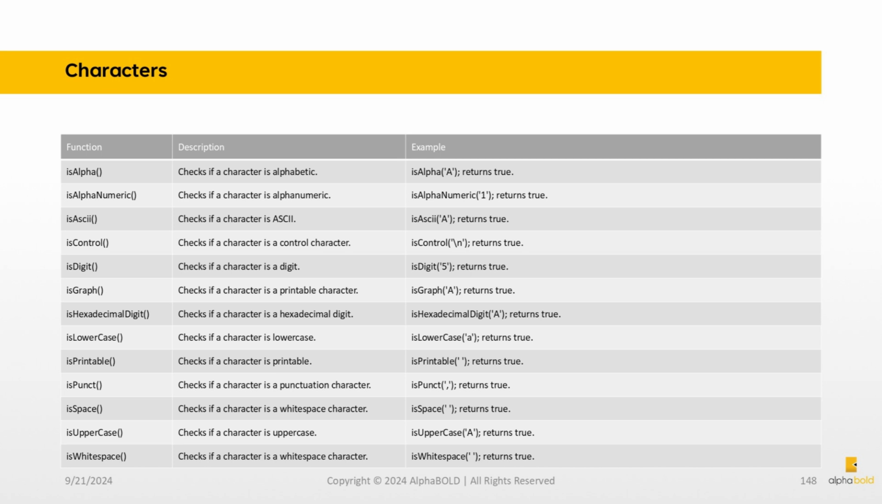isLowerCase and isUpperCase check if a character is lowercase or uppercase, respectively. isPrintable checks if a character is printable, including spaces. isPunct checks if a character is a punctuation character. Finally, isSpace and isWhitespace both check if a character is a whitespace character: space, tab, new line, etc.